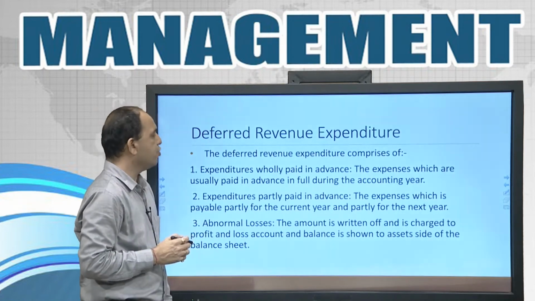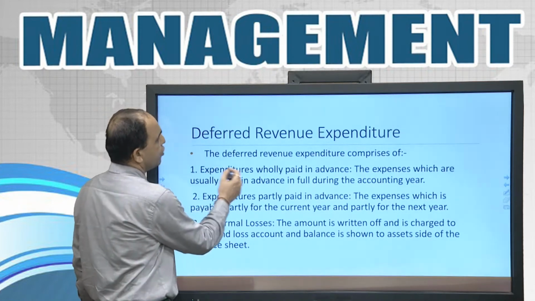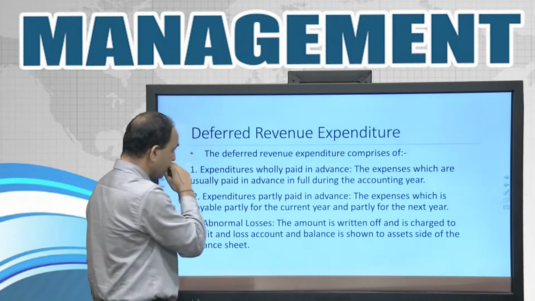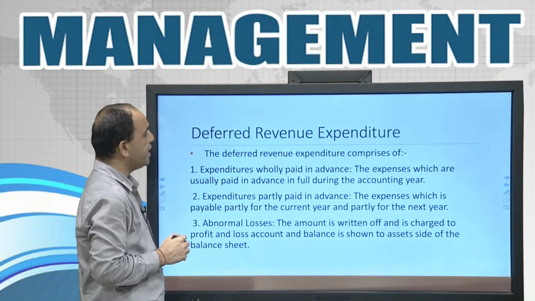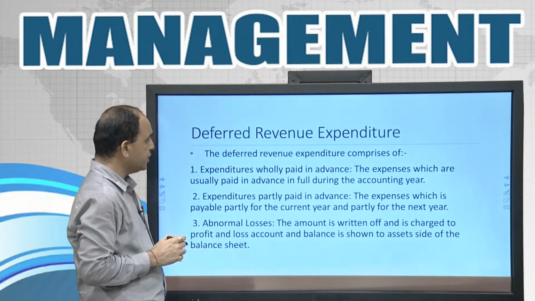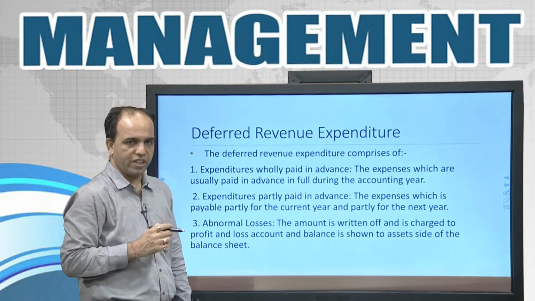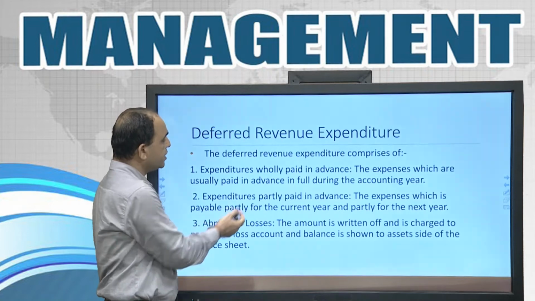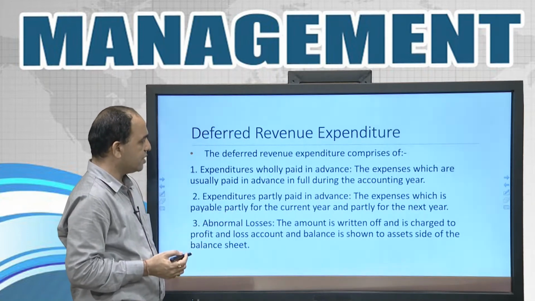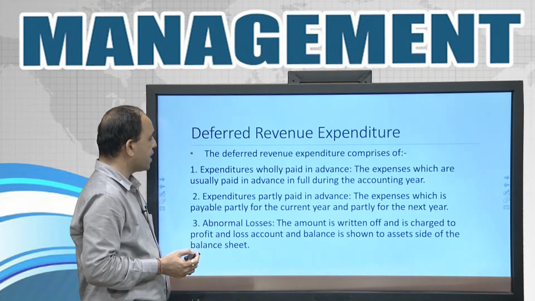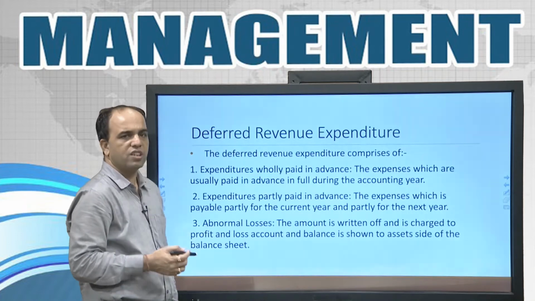In deferred revenue expenditure, it comprises expenditure only paid in advance, the expenses which are usually paid in advance in full during the accounting year. Expenditure partly paid in advance, the expenses which are payable partly for the current year and partly for the next year.